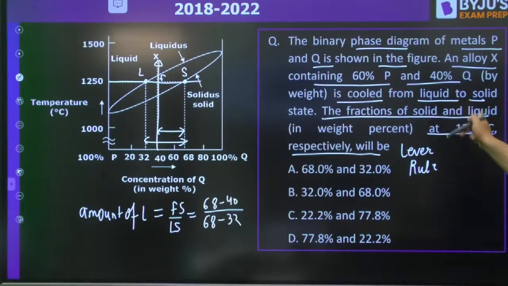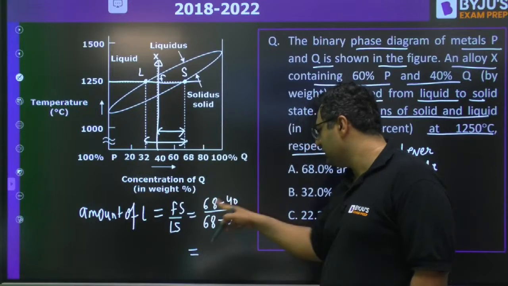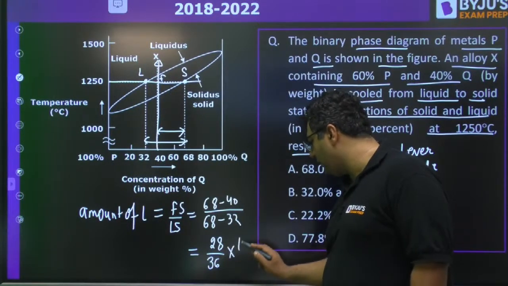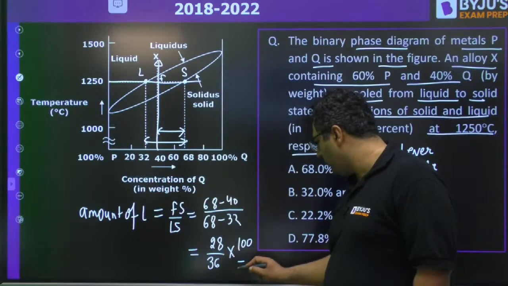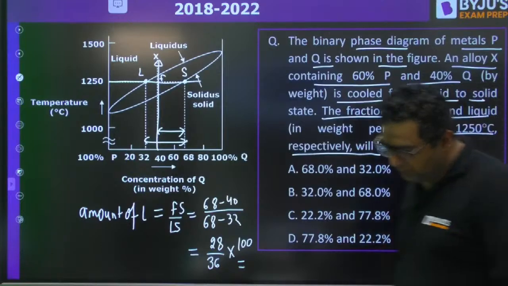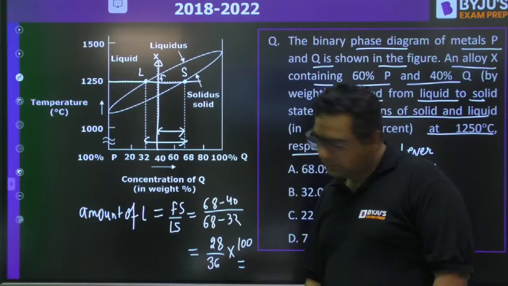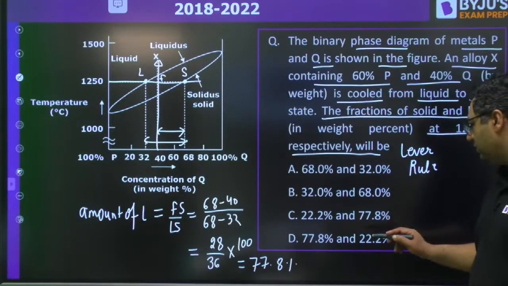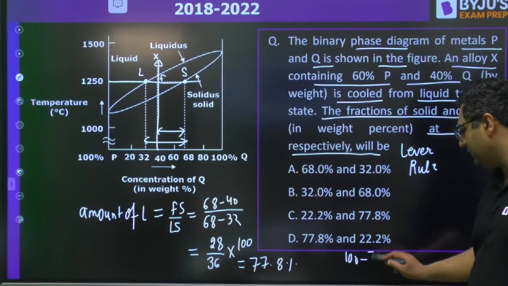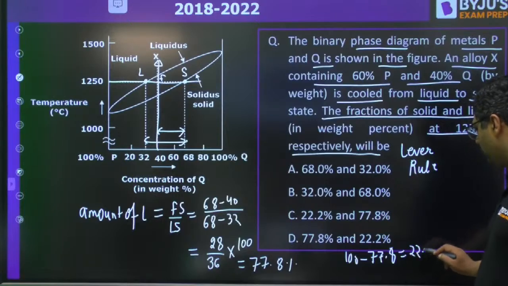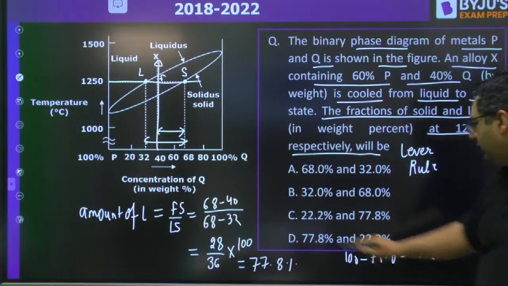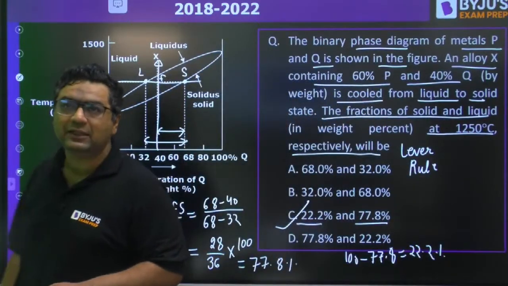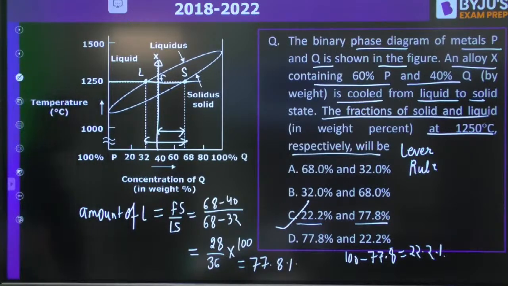You need to find the fraction of solid and liquid. 68 minus 40 is 28, and 68 minus 32 is 36. Multiplying by 100 to get the percentage, we get liquid as around 77.8%. If that much is liquid, then solid is going to be 100 minus 77.8, so the answer will be 22.2. Solid is 22.2%. So C is the right answer. Very good, guys. Wonderful. Nicely, you guys are going. So the answer is going to be C for this.